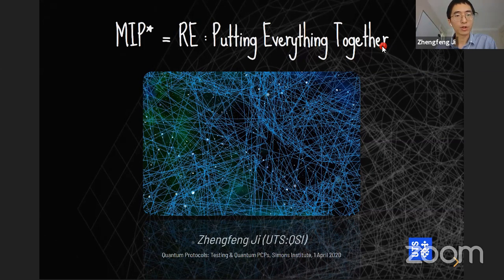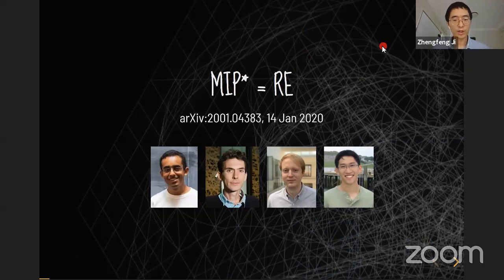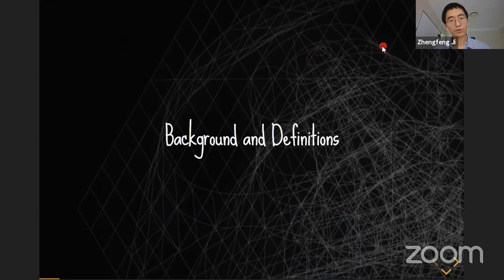So I will talk about MIP star equals RE, the third part of this series of talks. I want to build upon the techniques that you have seen so far in the workshop, and give you a proof of MIP star equals RE, particularly building on Anand and John's talks. This is joint work with Anand, Thomas, John and Henry. First I'd like to give you some background just to be sure that we're on the same page.